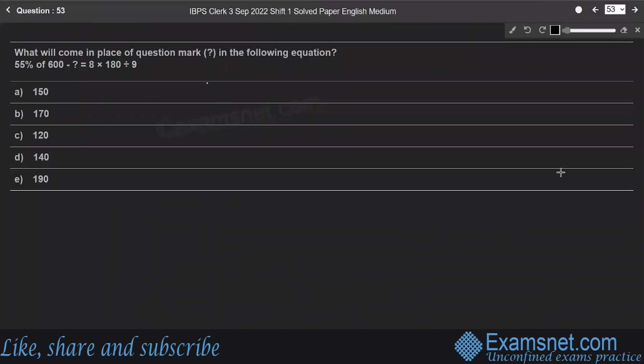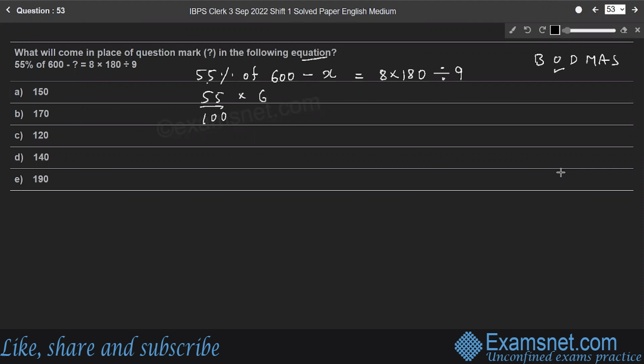Question 53. What will come in place of question mark in the following equation? 55% of 600 minus X is equal to 8 into 180 divided by 9, right? So by BODMAS rule, let us start with the of part. 55%, 55 by 100 into 600 minus X is equal to 8 into 180 divided by 9.